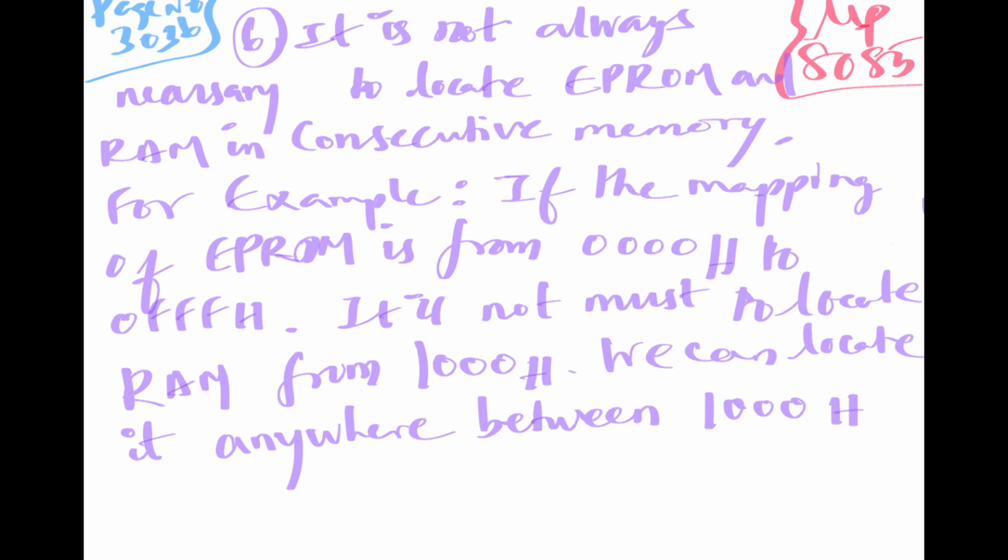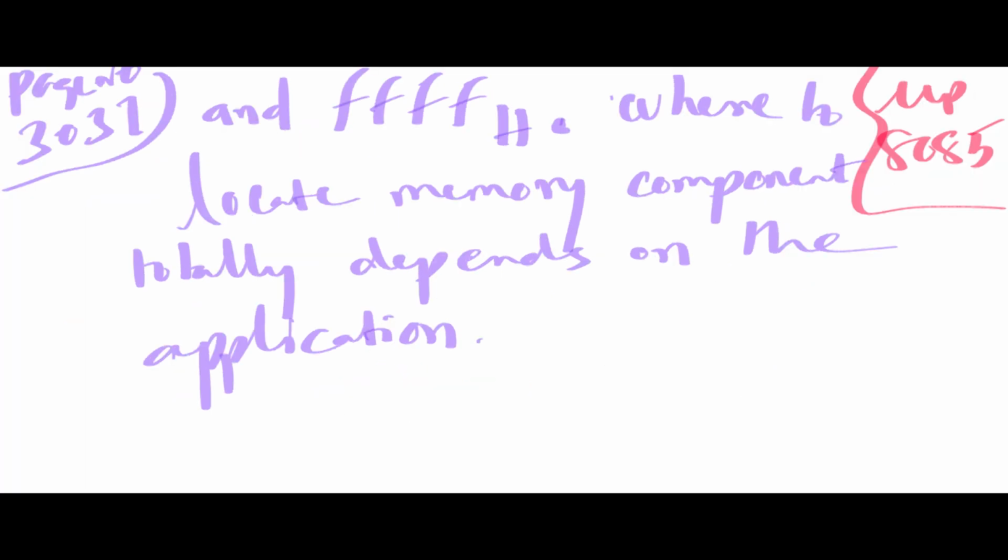Sixth point, it is not always necessary to locate EPROM and RAM in consecutive memory. For example, if the mapping of EPROM is from 0000H to 0FFFH, it is not a must to locate RAM from 1000H. We can locate it anywhere between 1000H and FFFFH. Where to locate memory components totally depends on the application.